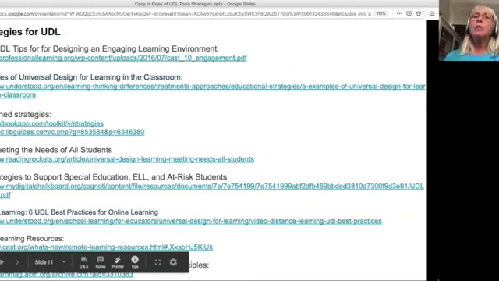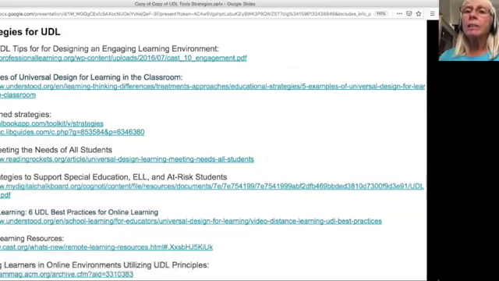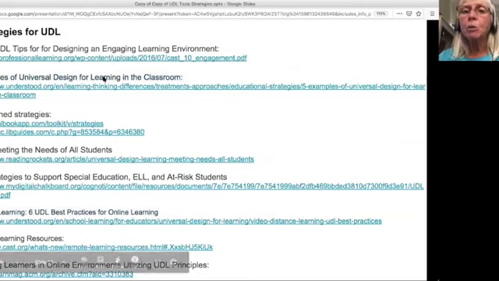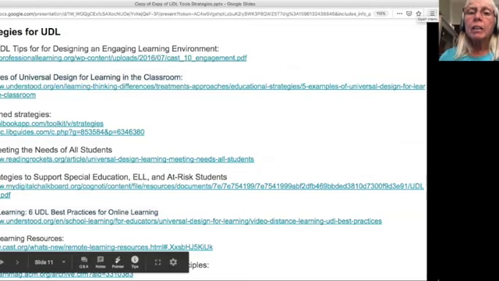All right, so strategies for UDL, and I'm sure many of you have explored a zillion of them. I found these to be really good, particularly the last three, because now we are in the distance and remote learning environment. So that second to last one, the remote learning resources from CAST, is really good, and it's being continually built on. So I would encourage you to go ahead and maybe check out that link for sure.